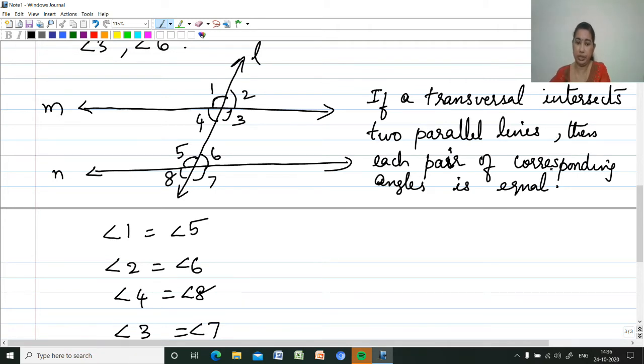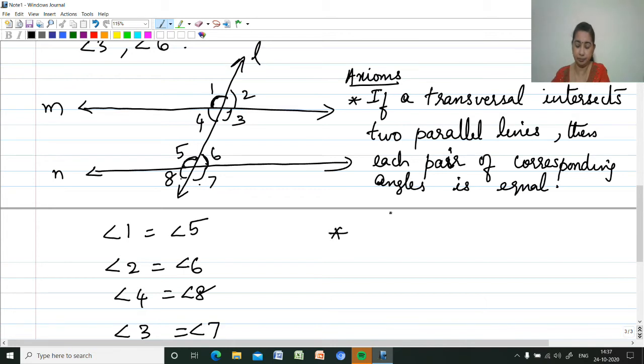Then if a transversal intersects two lines such that a pair of corresponding angles are equal, then we can say that those two lines are parallel. That is, if given that angle 1 is equal to angle 5, or angle 2 is equal to angle 6, or 3 equal to 7, or angle 4 is equal to 8, if any of these conditions is given, we can say that those two lines are parallel, that is M will be parallel to N. So these all are axioms.